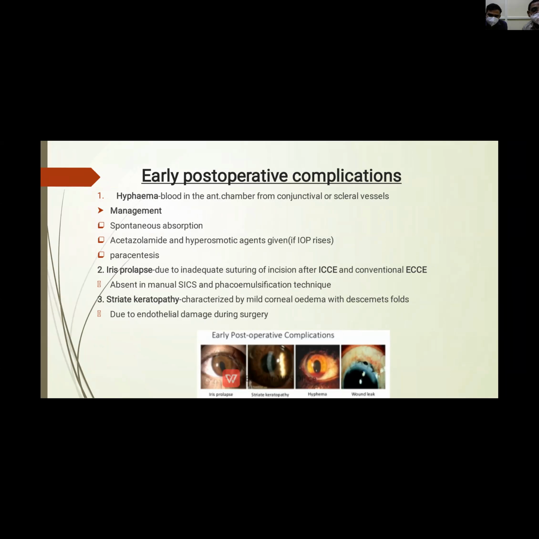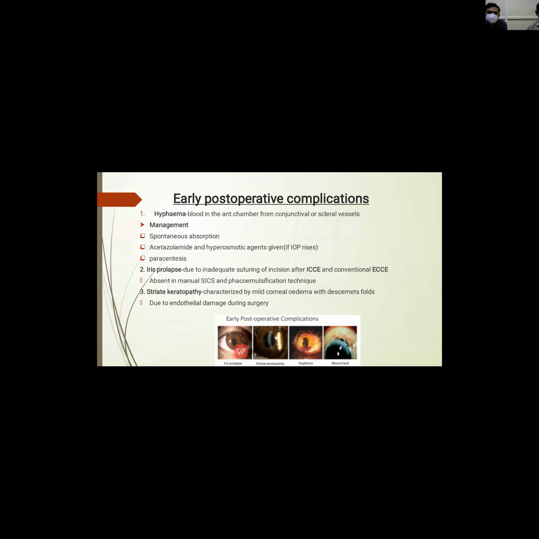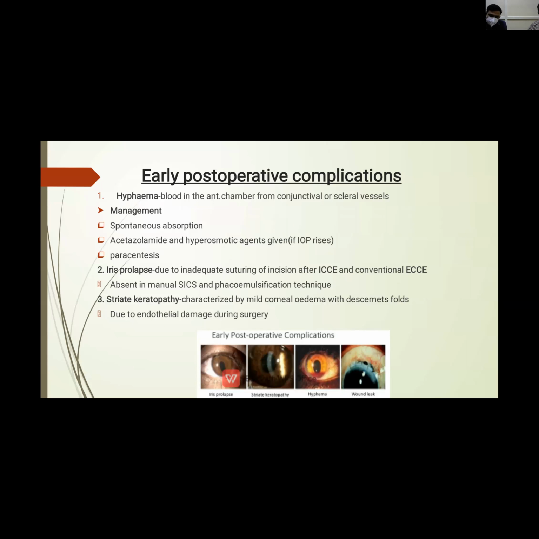Early postoperative complications. Suppose the hyphema is left unattended, what will happen? If the hyphema is left unattended, that means you don't treat it. The patient goes out and doesn't return, even if he has a hyphema, what will happen? Endophthalmitis. Anything else? Blood staining of the cornea can occur, which may necessitate a penetrating keratoplasty.